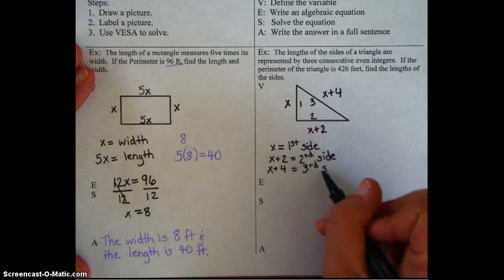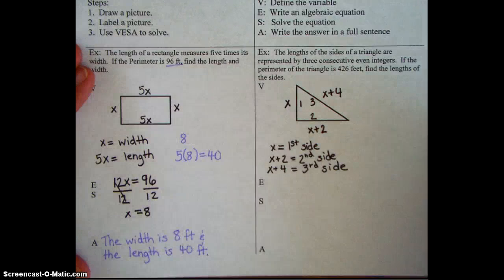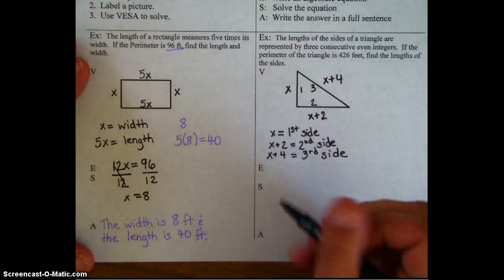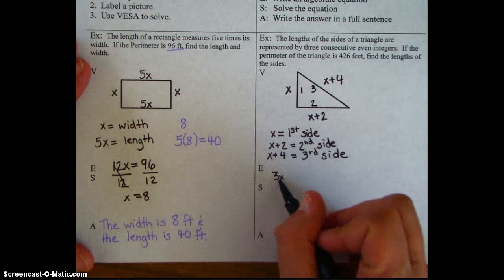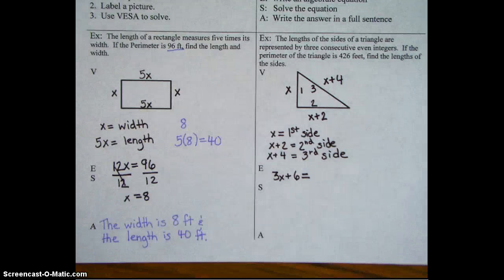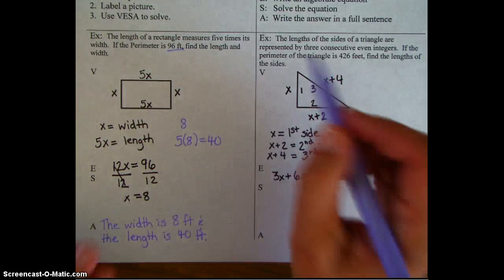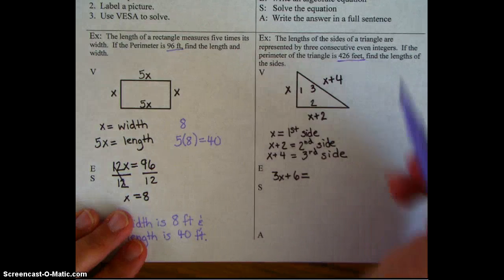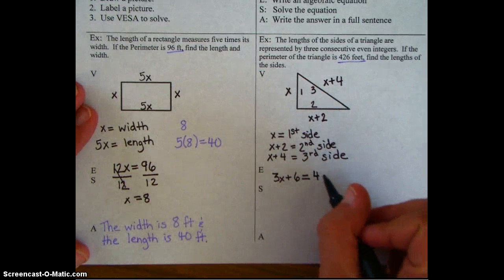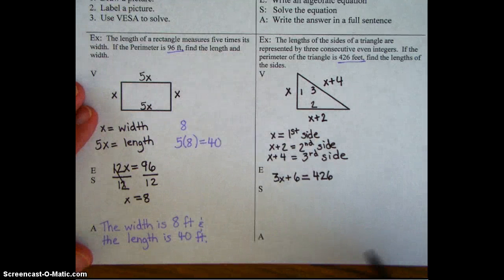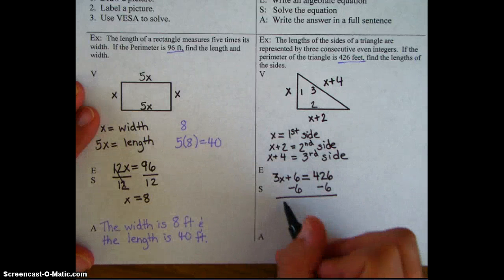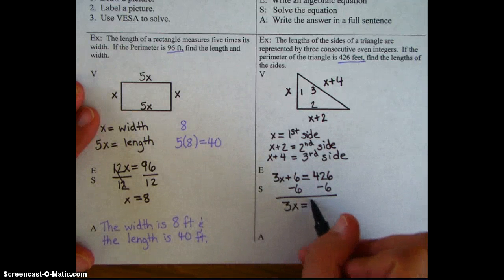To set up the equation, remember the perimeter for a triangle is just to add up all the sides together. So x and x and x together make 3x. 2 plus 4 gives us 6. And then we need to figure out what to set it equal to. In the problem, it tells us the perimeter is 426 feet. So we're going to set this equation equal to 426. To get x by itself, we're going to subtract 6 from both sides to get 3x equals 420.